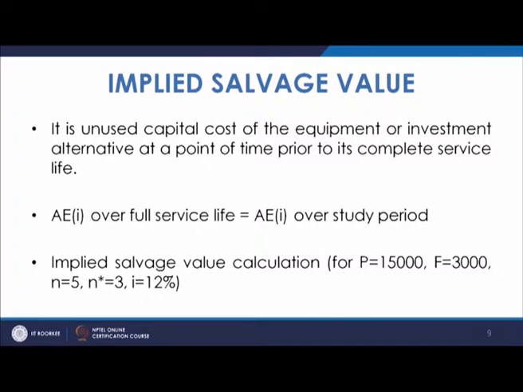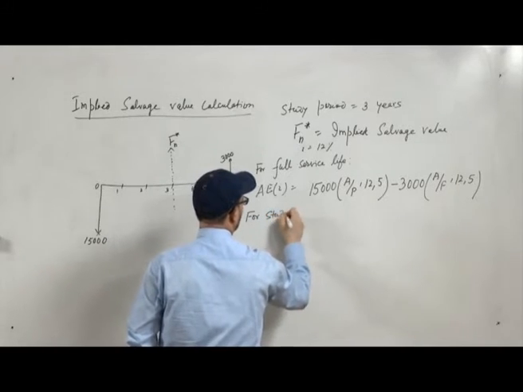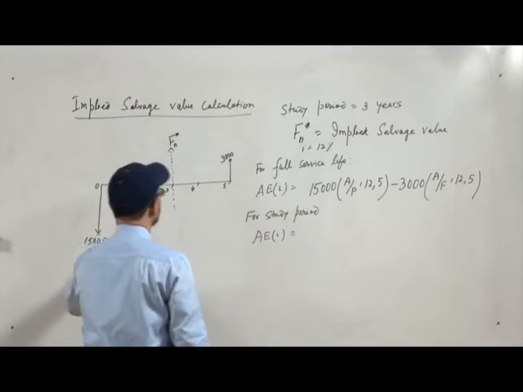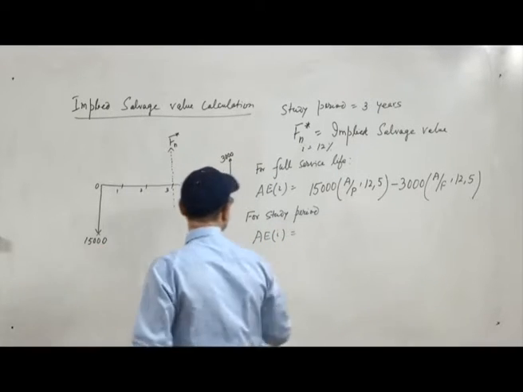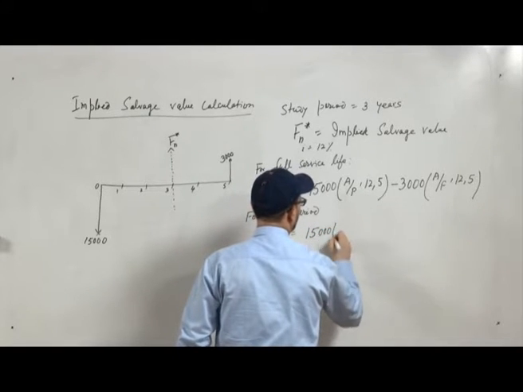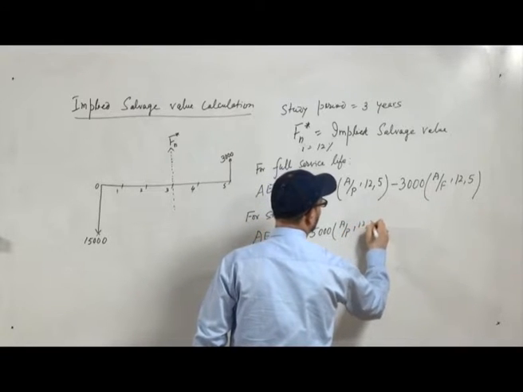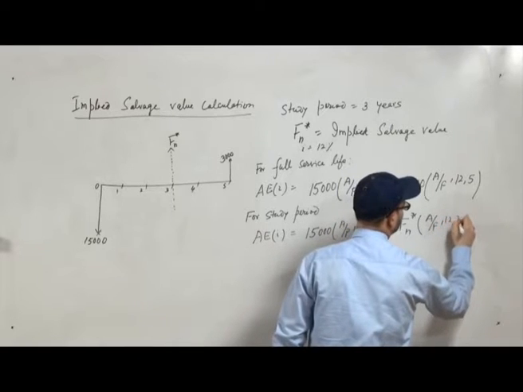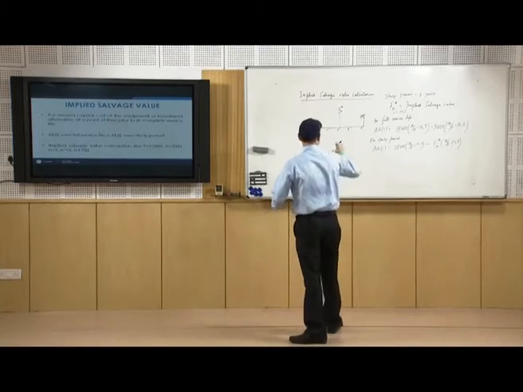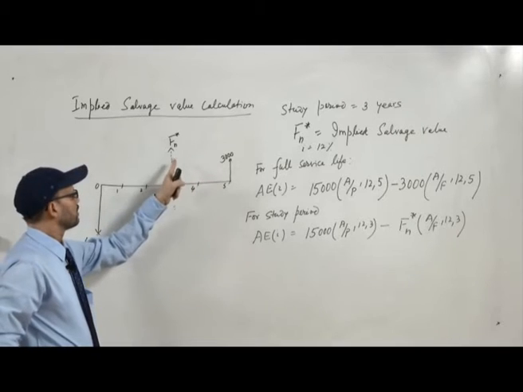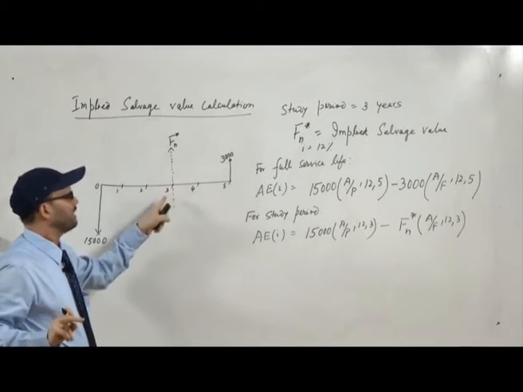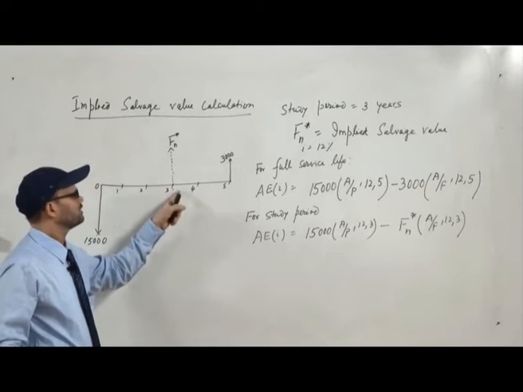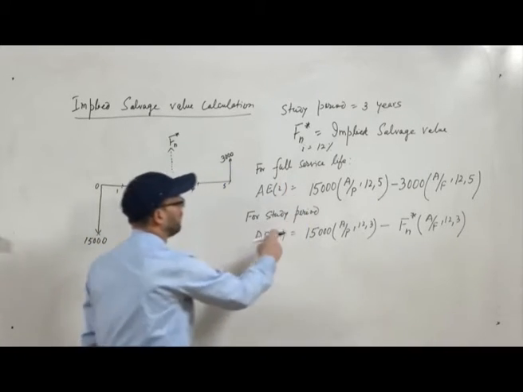So now if you are taking service for the study period, the first cost is the same, but now your n becomes 3. So it should be 15,000 A by P 12,300 minus Fn star A by F 12,300. So basically Fn star is the salvage value which is supposed to be for the equipment when it is assumed to be disposed at the end of 3 years, because we are doing the replacement analysis calculations for 3 years. So in that case this one and this one should be equal.